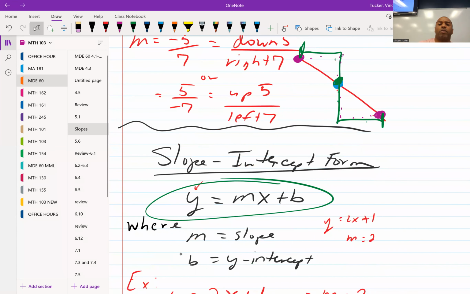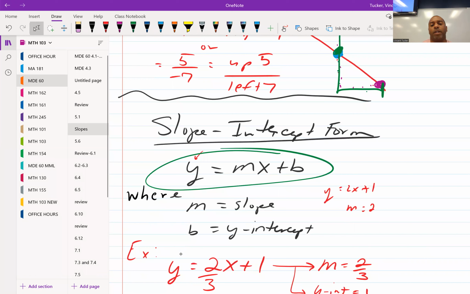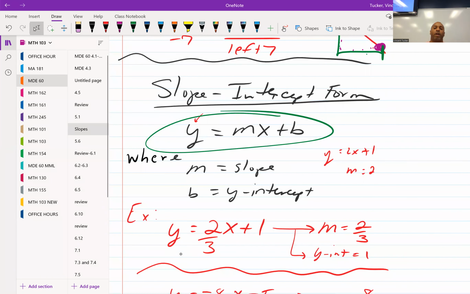All right. So this slope-intercept form is going to help us graph using our slopes. If we have our equation solved for y, y equal to mx plus b is the form, that means whatever's sitting in front of x is your slope. Whatever's attached to x is your slope. And then the other number is your y-intercept. So if I have y equal to 2/3 x plus 1, that means that 2/3 is my slope and the other number is my y-intercept.